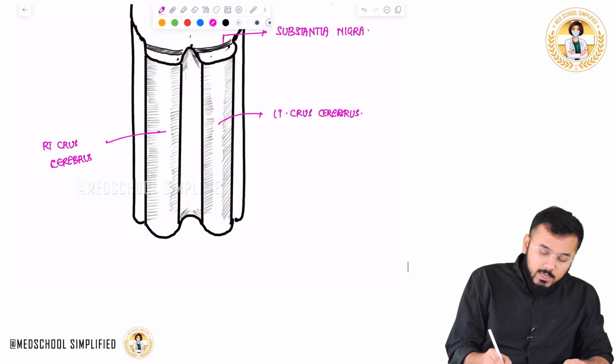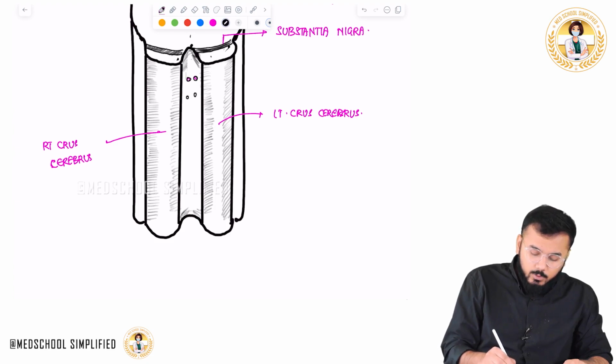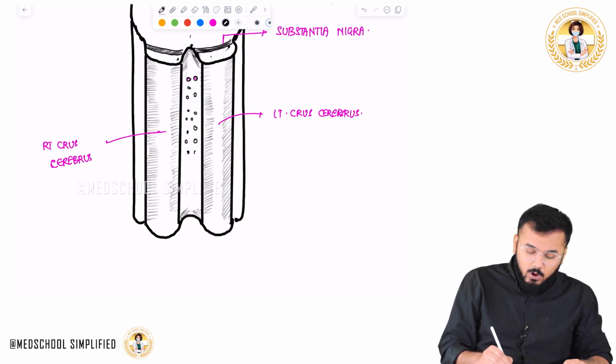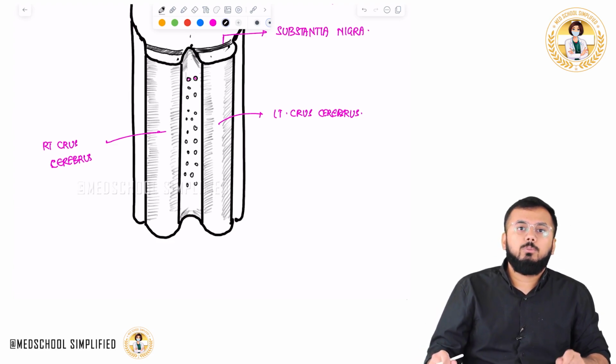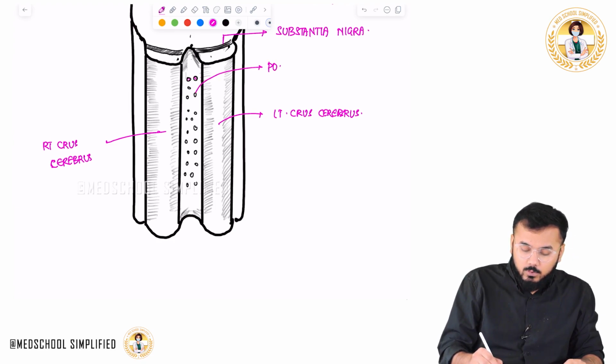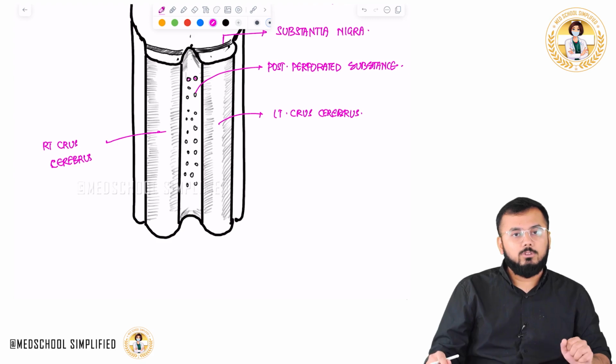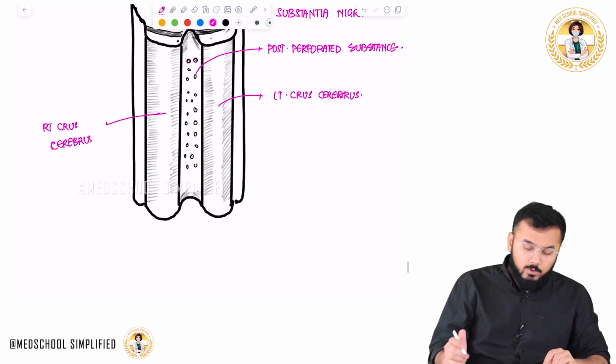Next important thing is that here you have got some tiny openings like this. These tiny openings that are located in the center of the right and left crus cerebri are nothing but called your posterior perforated substance. So these structures over here are called the posterior perforated substance.